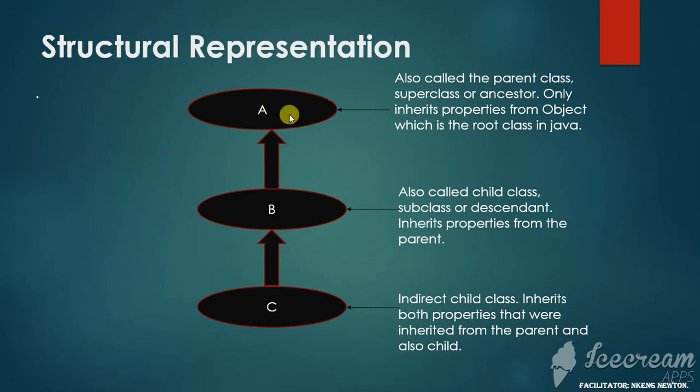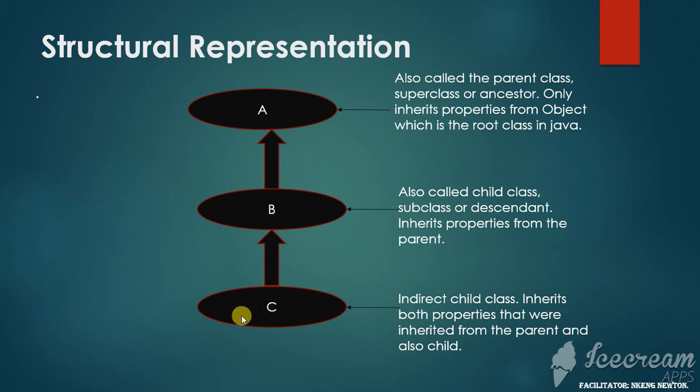Let's use this structure to explain how inheritance works. Looking at this structure, you can see A as a class, B as another class, and C as another class. In this case, B is inheriting from A, and C is inheriting from B. Look at how the flow works. If B inherits from A, it means B is the subclass of A, and A is the superclass. And if C inherits from B, then B becomes the superclass here, and C the subclass.